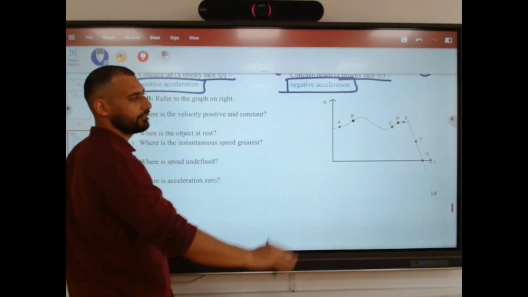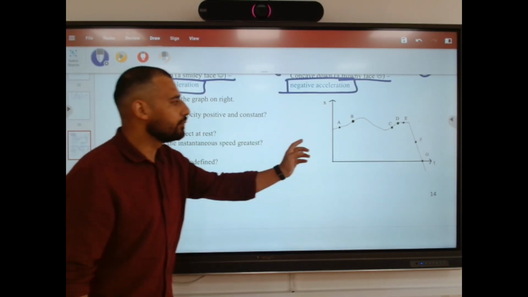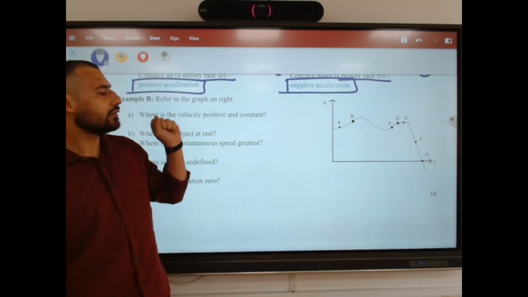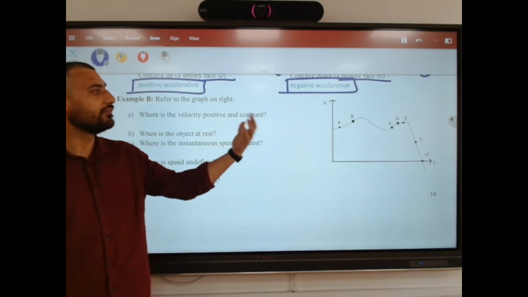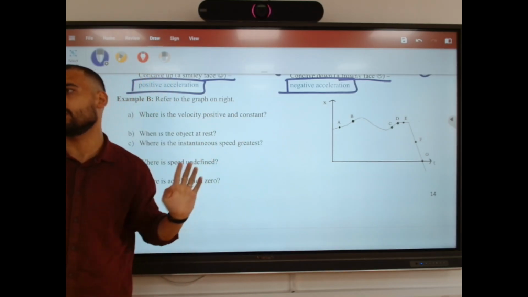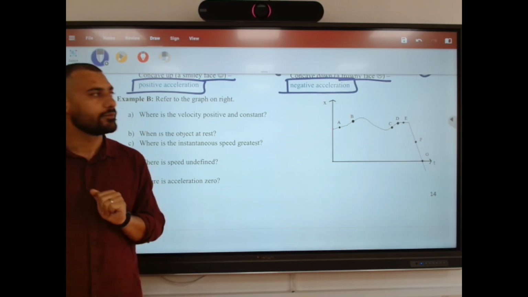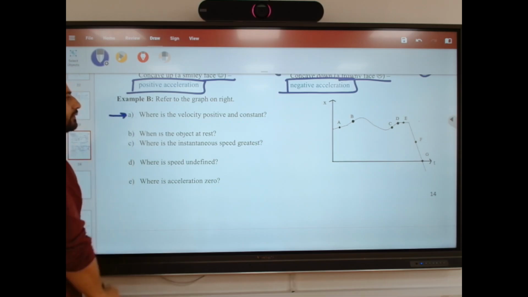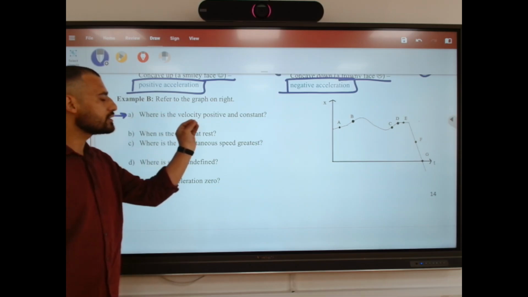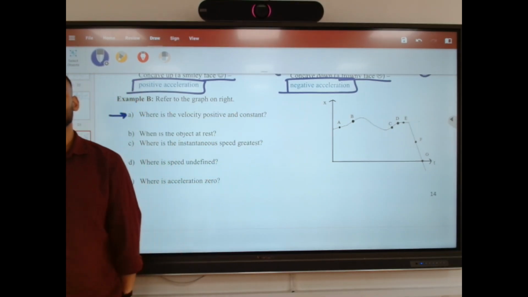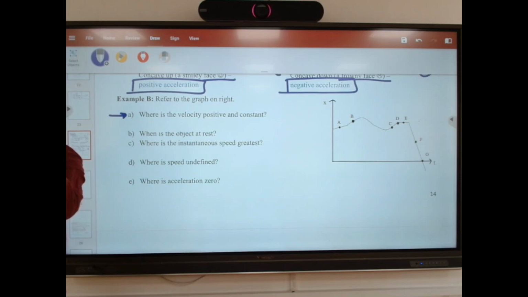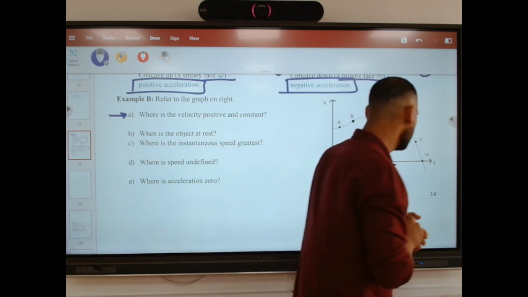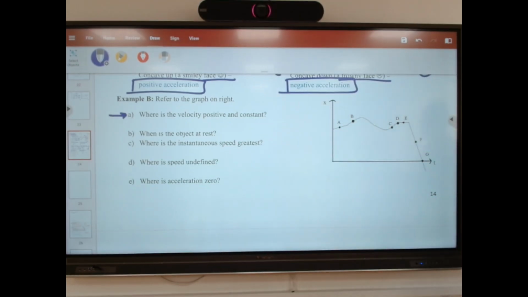Now look at this graph. There are some points marked A, B, C, D, E, F, G. I want to know what information you get from this graph. This is a position time graph again. The first question that will be asked is, where is the velocity positive and constant?